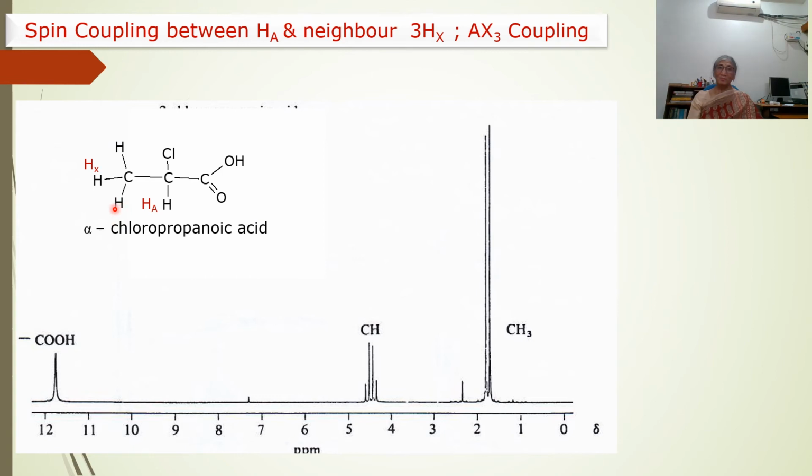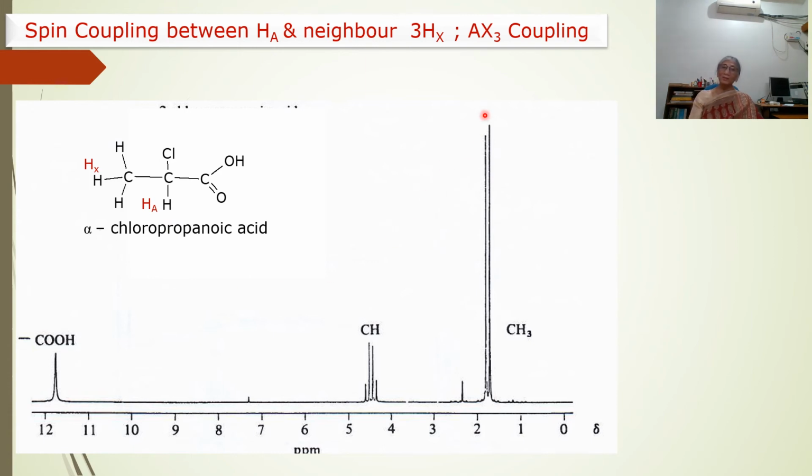Similarly, methyl protons will see 2 different spin orientations of methene proton, and its signal will split up into 2 peaks, and the intensity of the peaks will be 1:1. So this clearly shows the spin-spin coupling between methyl protons and one methene proton.